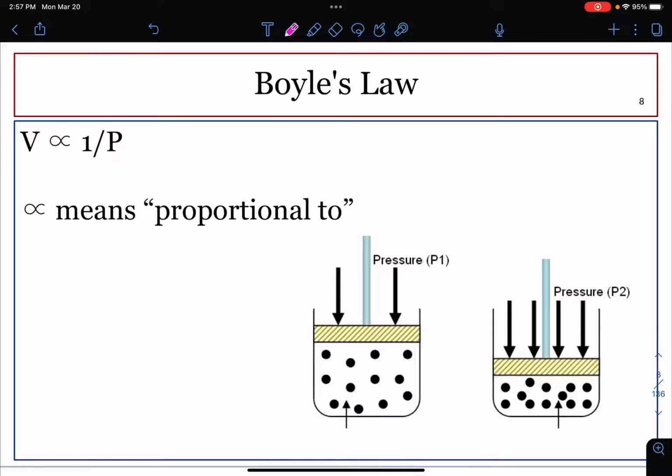And these are going to increase and decrease by the same factor. So if the volume decreases by half, then the pressure will double. Or if the volume increases by a factor of 5, then the pressure will decrease by a factor of 5.